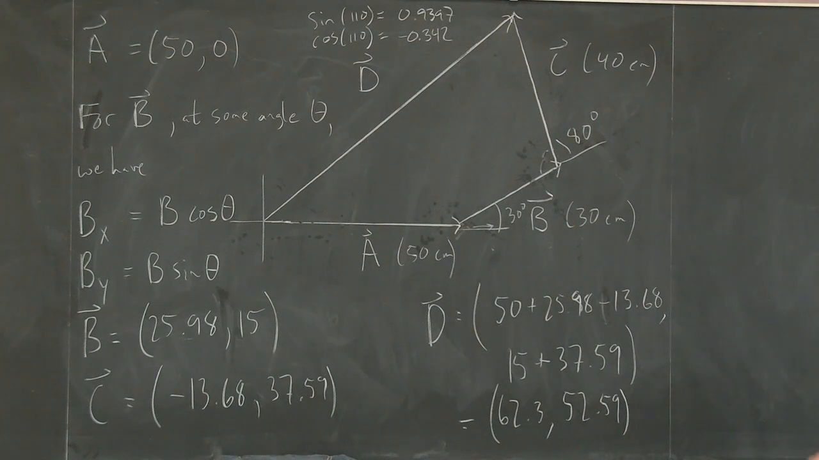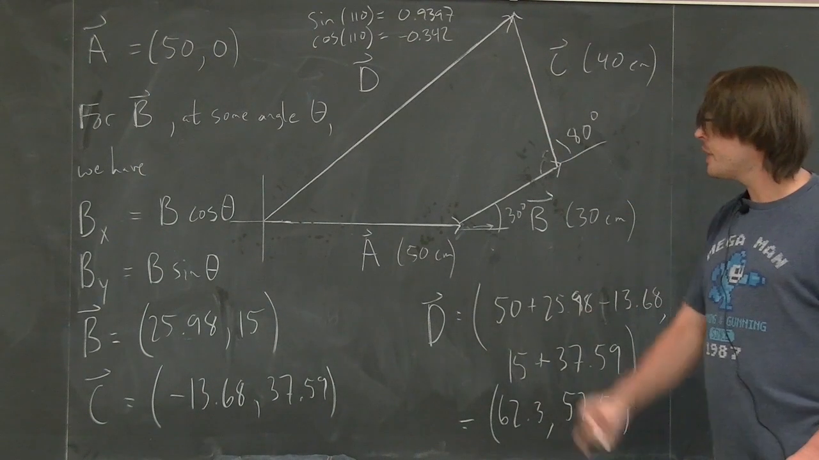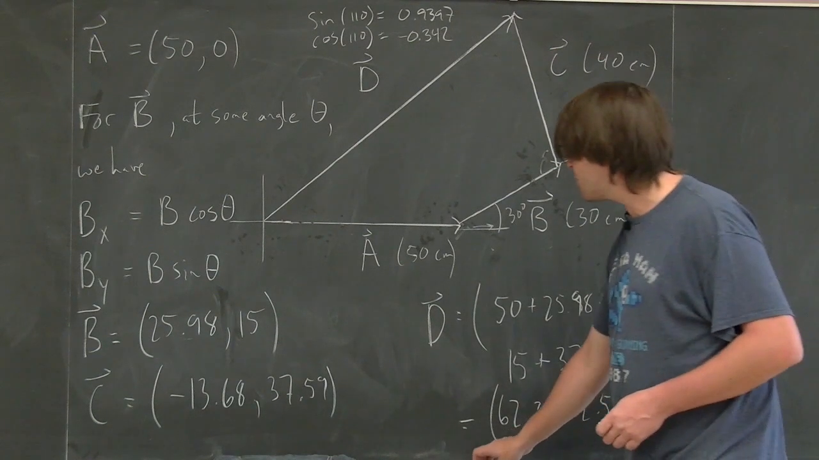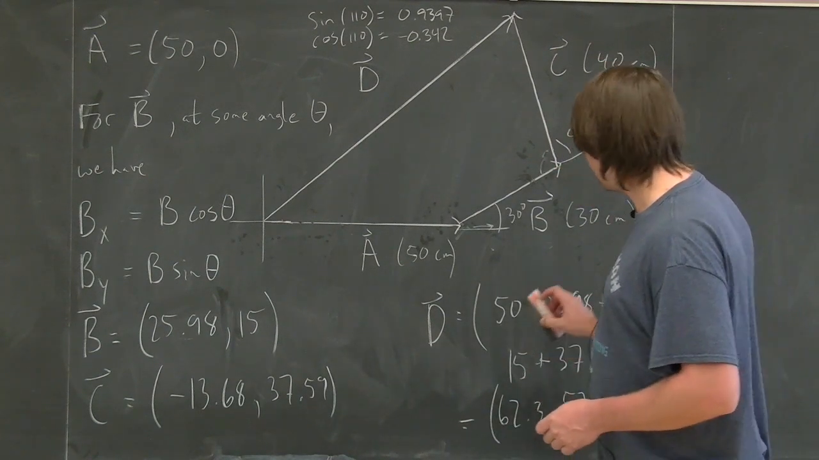So these are our x and y components of the vector D, the resultant vector. And so now we want to get the magnitude and the angle that D is at. So I'm going to erase everything except the figure and the D.